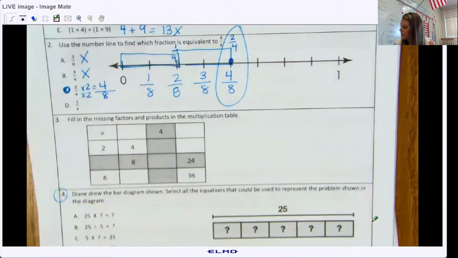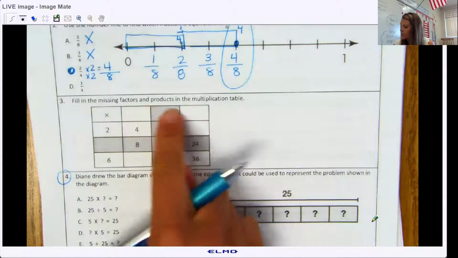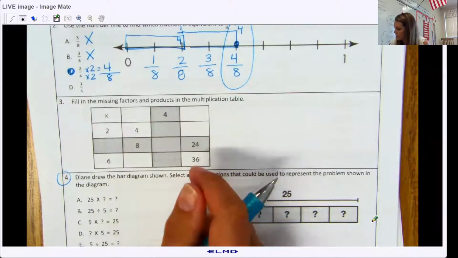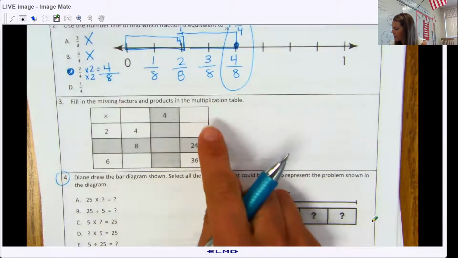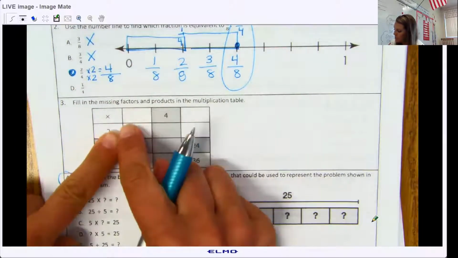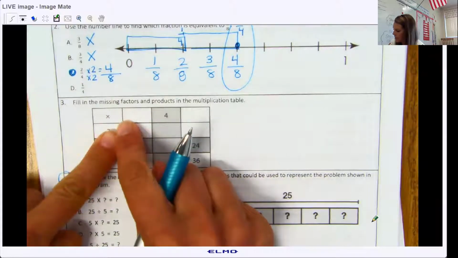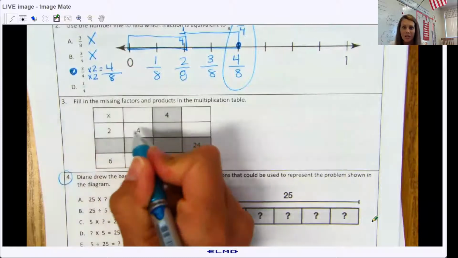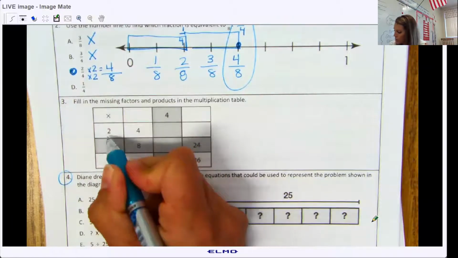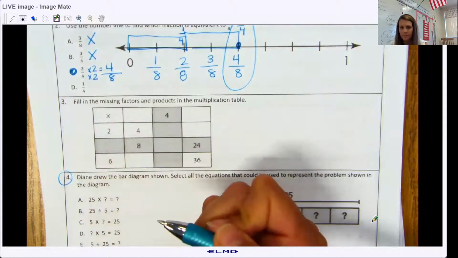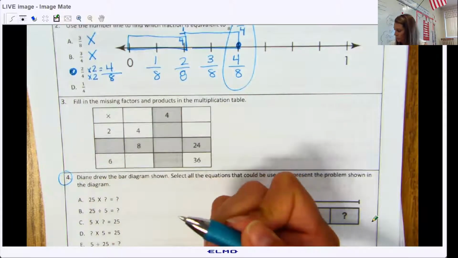All right, fill in the missing factors and products in the multiplication table. So you should be familiar with this. If we look at the top and the side number, when we put them together, that's what the answer is, okay? So 2 times what equals 4? 2, right?